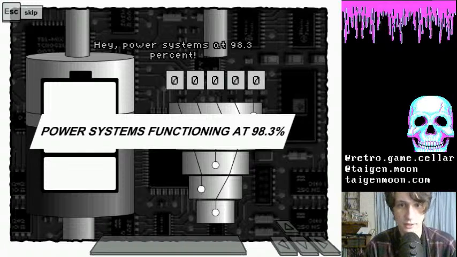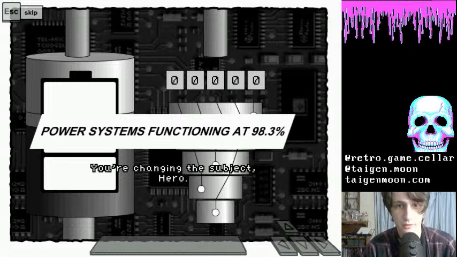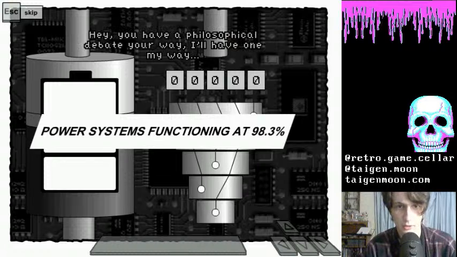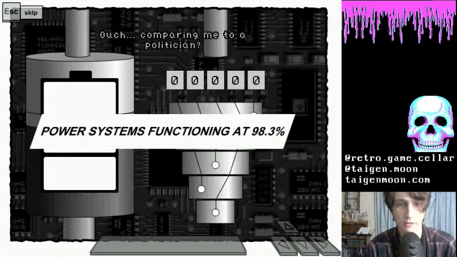Power systems at 98.3%. You're in great shape, Anna. Am I a robot? You're changing the subject, hero. This is hero? You have a philosophical debate your way. I'll have one my way. You debate like my brother. My is capitalized. Ouch, comparing me to a... Okay.